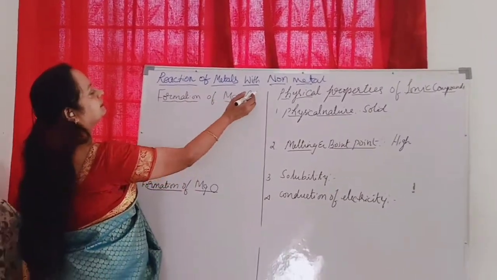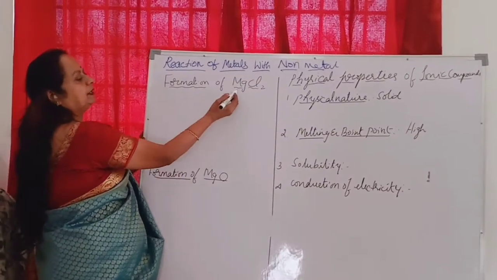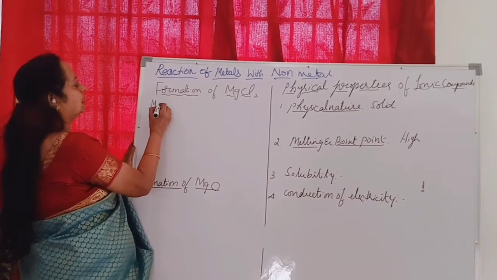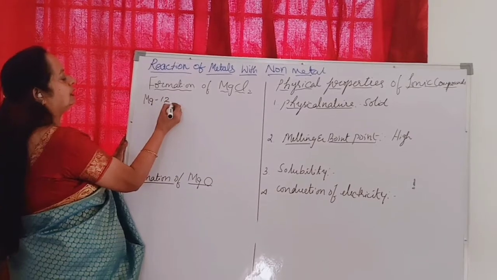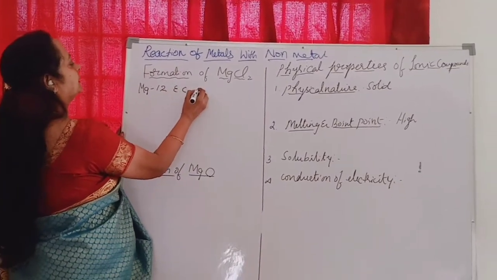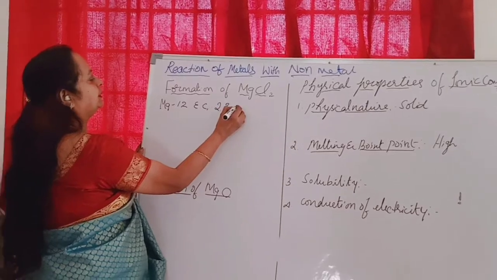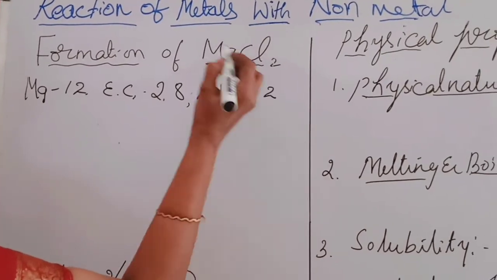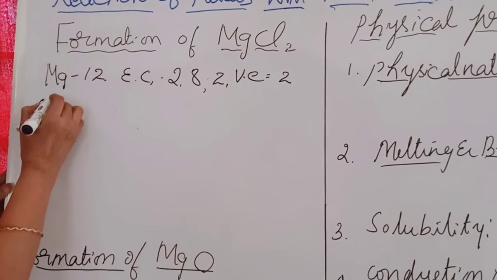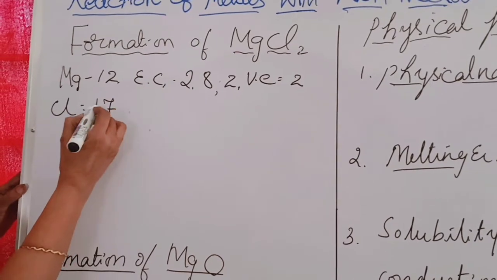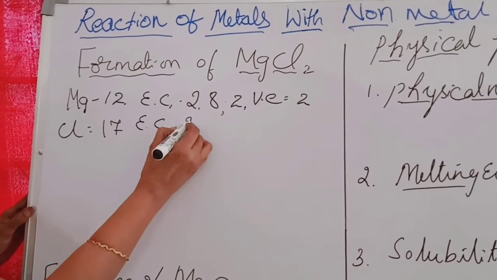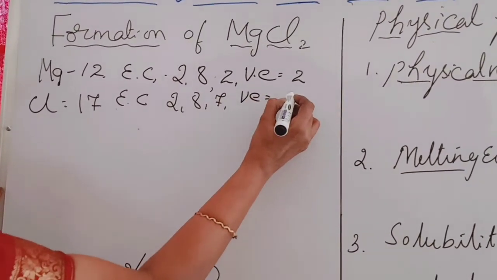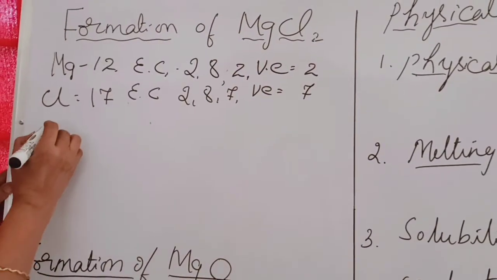The reaction of metals with non-metals. Formation of magnesium chloride, MgCl2. Mg. What is the atomic number of Mg? 12. What is the electronic configuration? 2, 8, 2. What is the valence electron? The valence electron is 2. Now, chlorine. What is the atomic number of chlorine? 17. Electronic configuration? 2, 8, 7. What is the valence electron? 7.